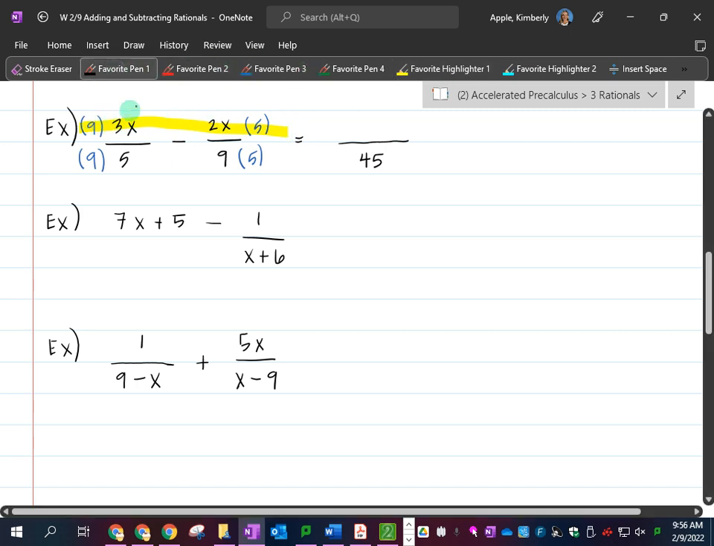So 9 times 3 will give me 27x, minus 2x times 5 is 10x. Combine like terms, 27 minus 10 is 17 over 45. And that 17 is prime, so you're not going to do anything with that anyway. There's no common factors there, so that's just it.